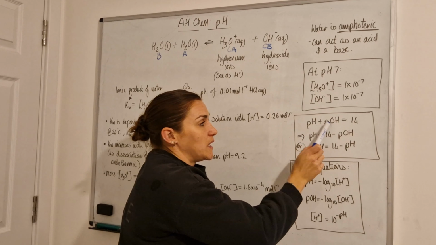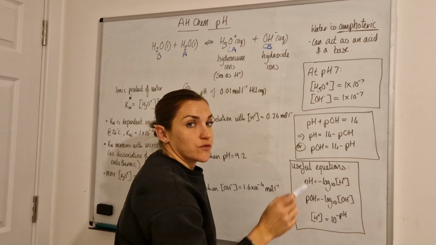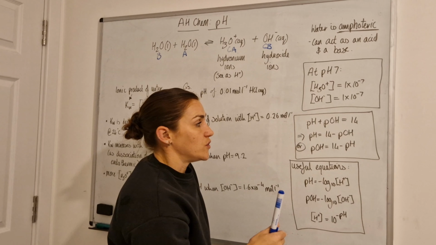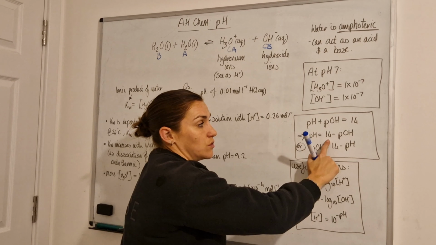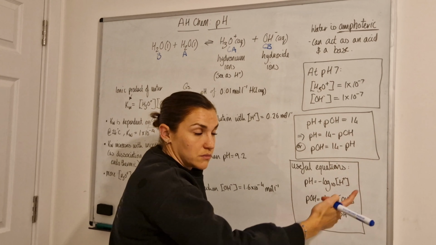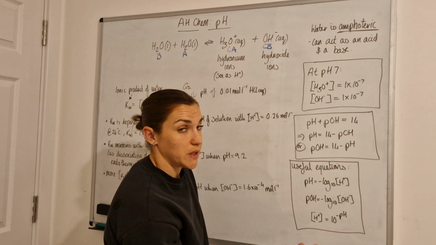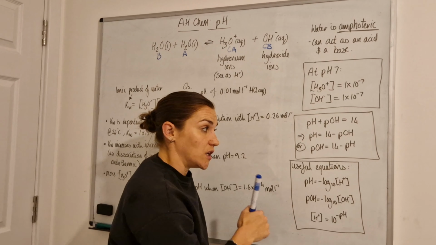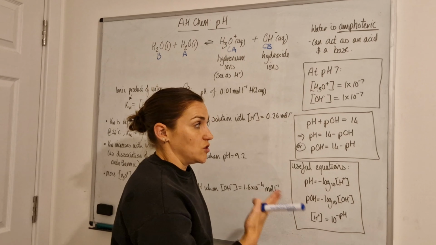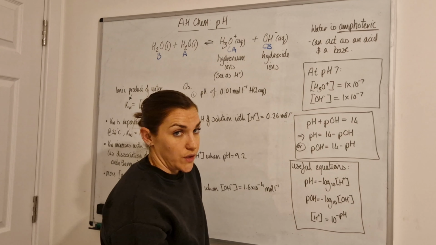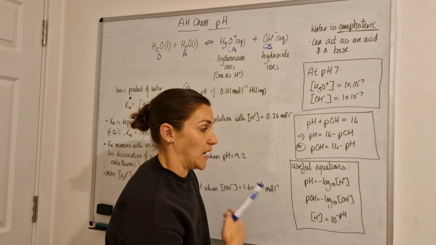The relationship between pH and pOH is that they have to add up to 14. So if you know the pOH and you want to work out the pH, you would just do 14 and take away the pOH. If you know the pH and want to work out the pOH, you just do 14, take away the pH. So in either case, you do 14, take away the one that you know. Okay, so they always have to add up to 14.